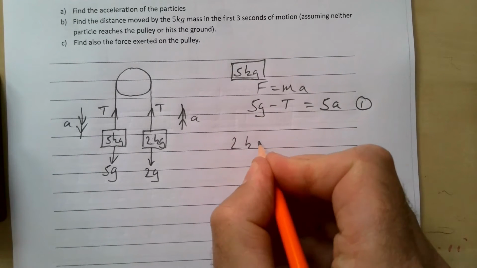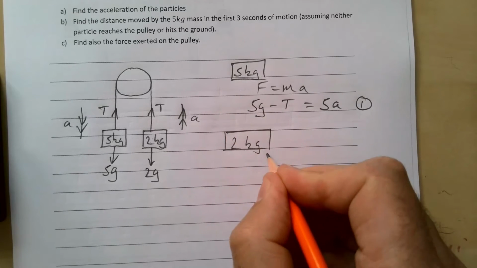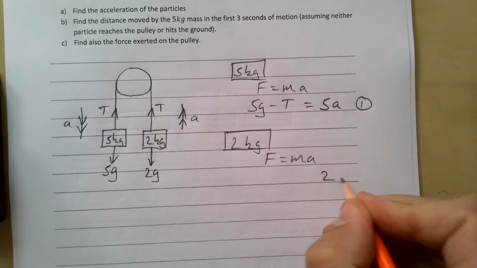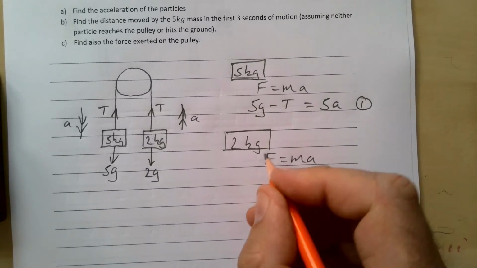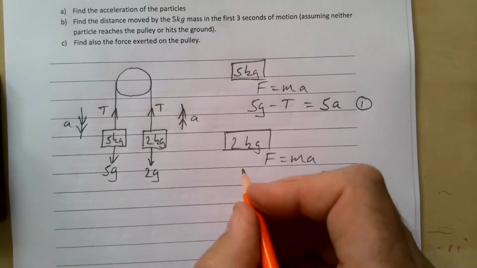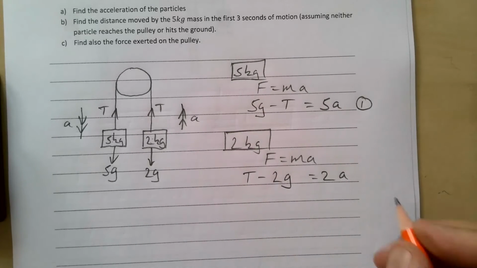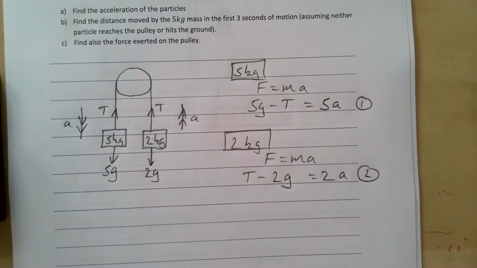And next the 2 kilogram one, I'm going to do F equals ma. Right hand side first, it's going to be 2a. What forces are acting on this? It's going this way this time, so it's going to be T take away 2g. I'm calling that equation 2.